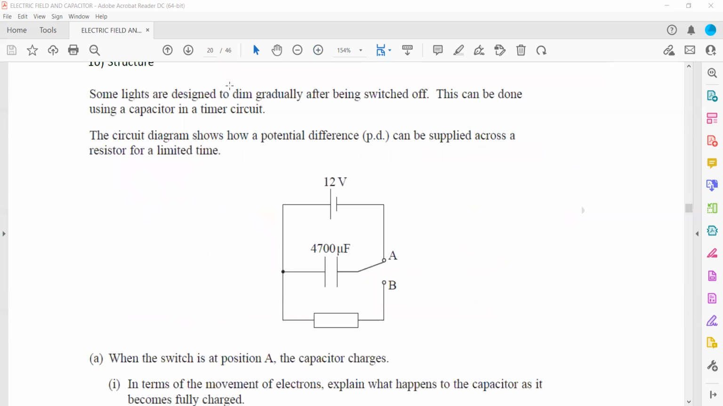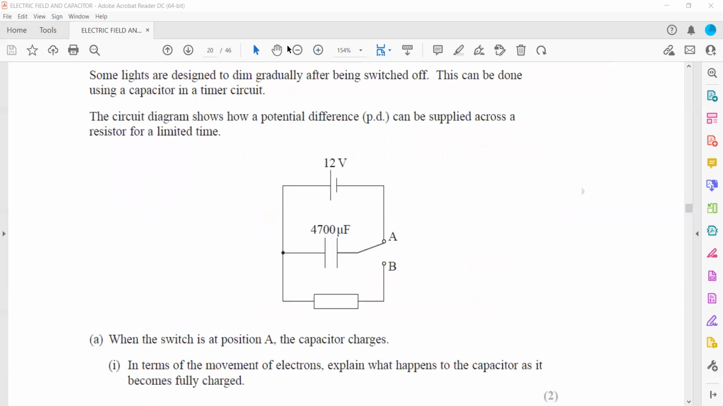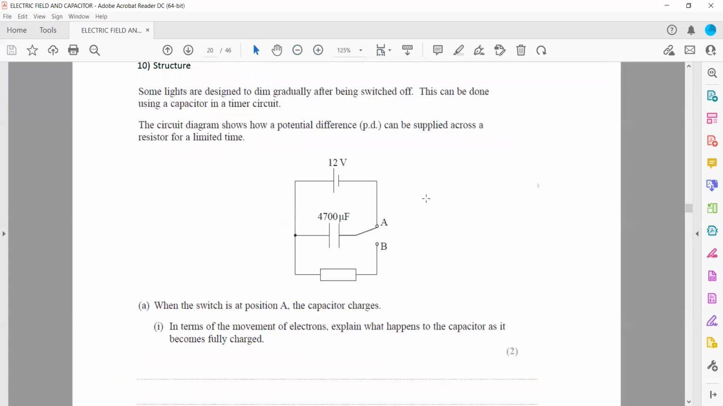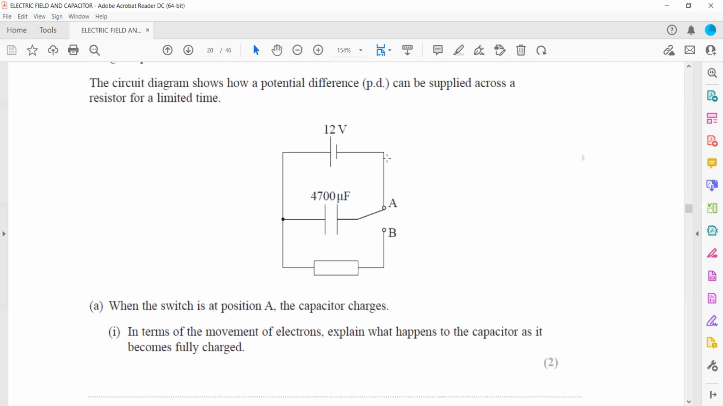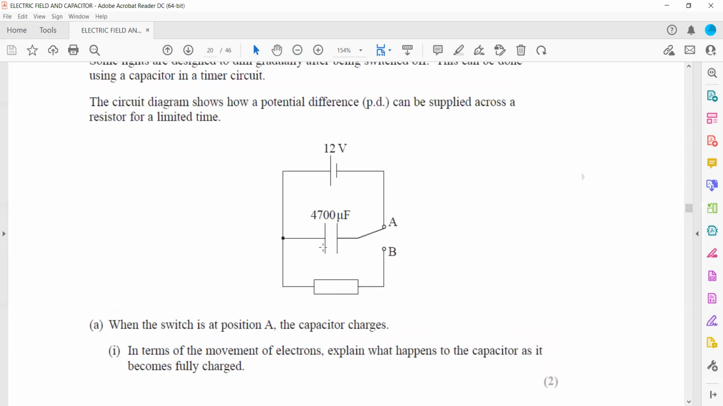In question 10, some lights are designed to dim gradually after being switched off. This can be done by using a capacitor because capacitors take time to discharge. As a result, the component can operate for a period of time depending on the discharge resistance. The circuit diagram shows how potential difference can be supplied across the resistor for a limited time. When the switch is at position A, the capacitor charges. In terms of movement of electrons, explain what happens to the capacitor as it becomes fully charged.